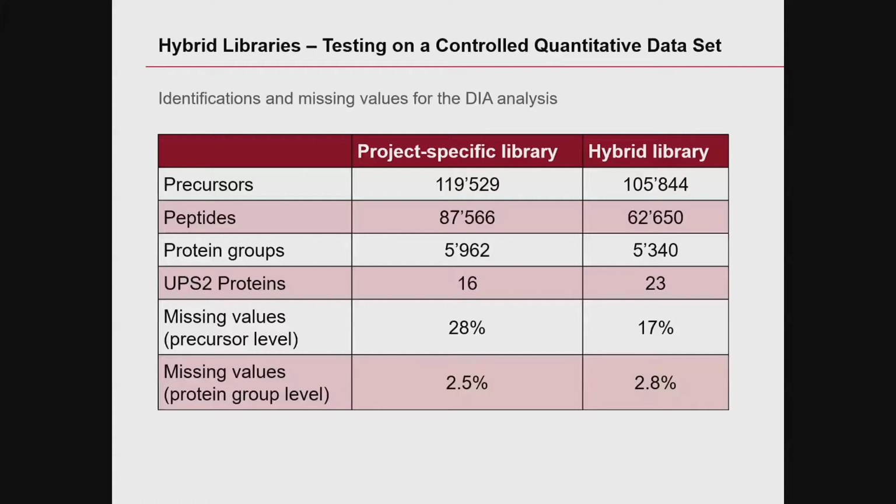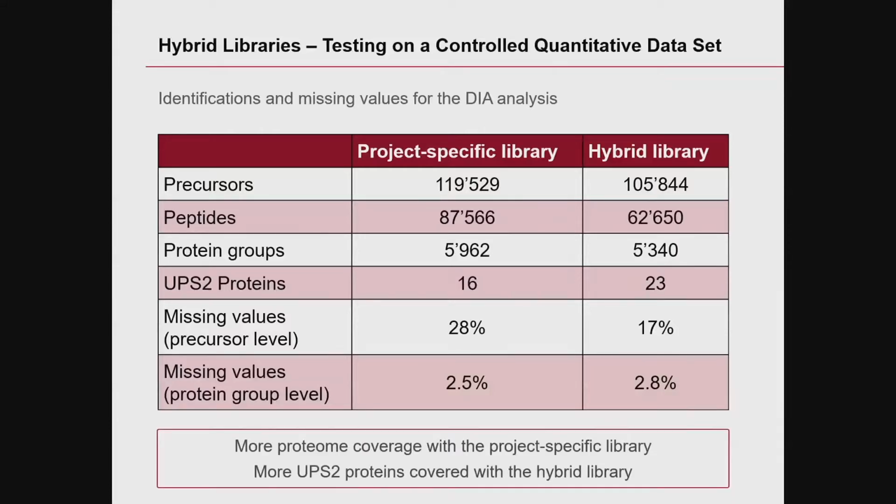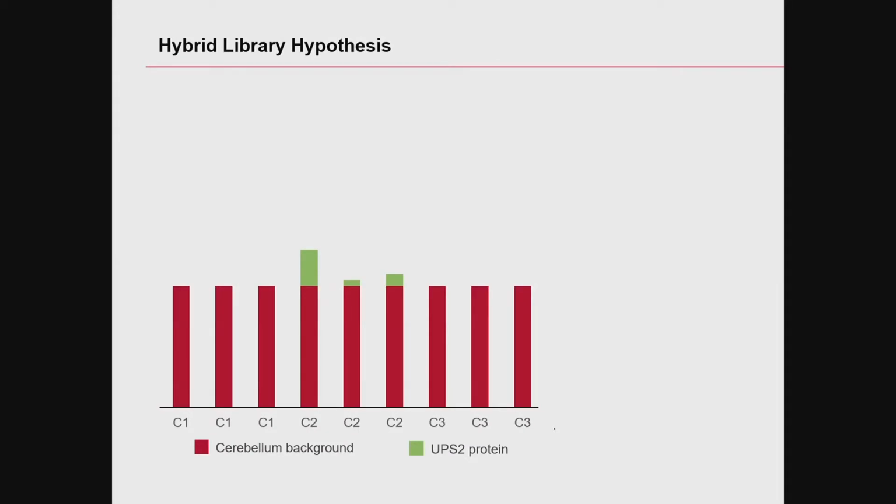Also, of course, you always have the effect, once you go deeper in terms of coverage, your quantitation will get more sparse and also of lower quality. That's obvious, right? It's usually the case. But what we are really interested in is why the UPS2 proteins are better reflected in the hybrid library analysis as compared to the project-specific library. And I think this can be relatively easily explained by the way we generate this project-specific library.